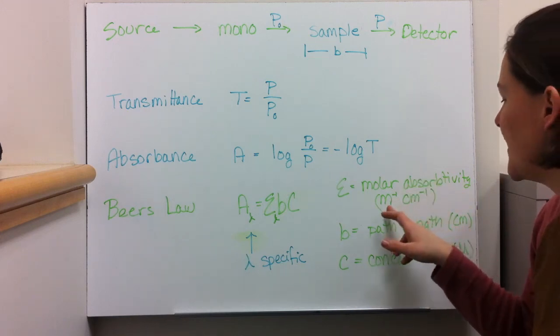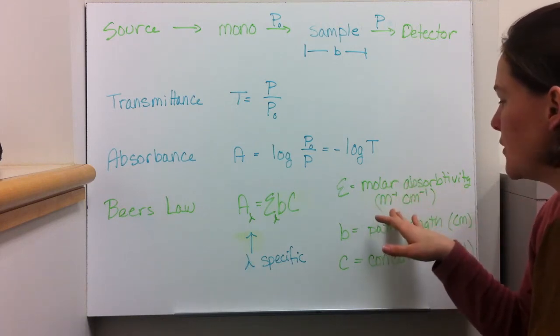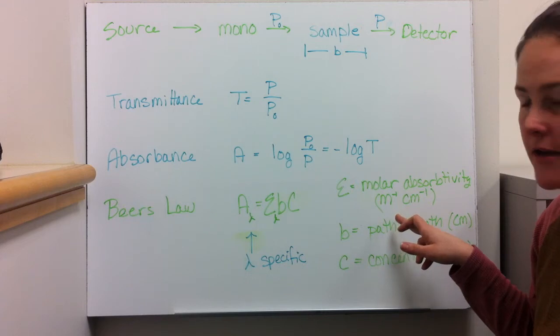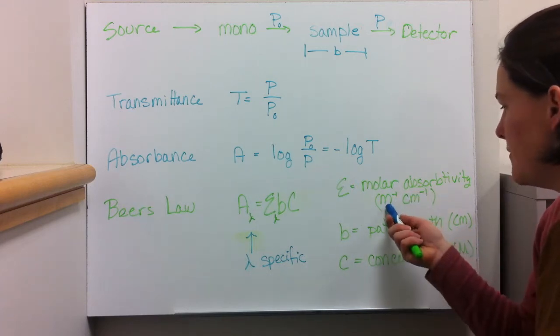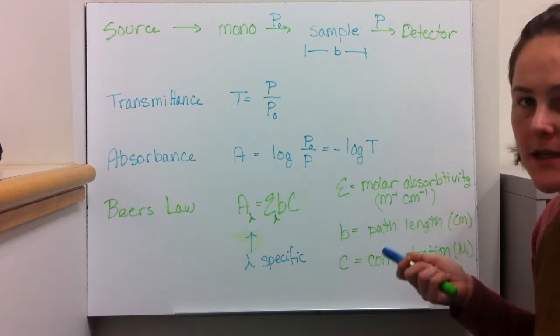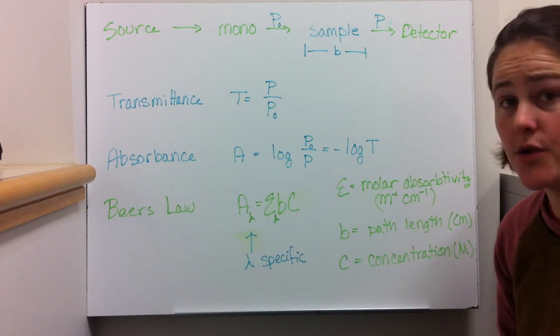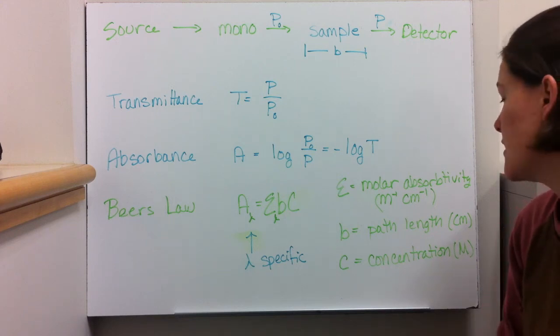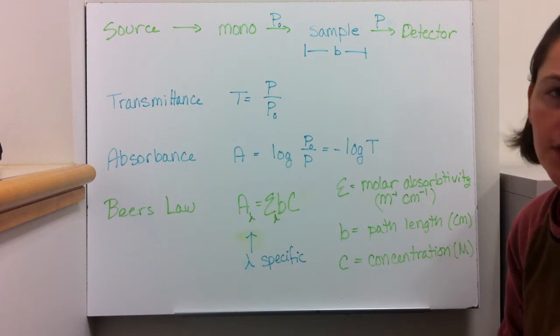The units of molar absorptivity are 1 over molarity times 1 over centimeters. So it's molarity to the -1 times centimeters to the -1. Path length is measured usually in centimeters, and it's usually pretty close to 1 centimeter. And then C is the concentration, usually in moles per liter.